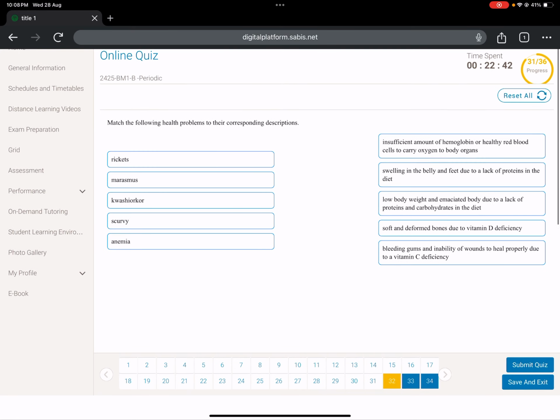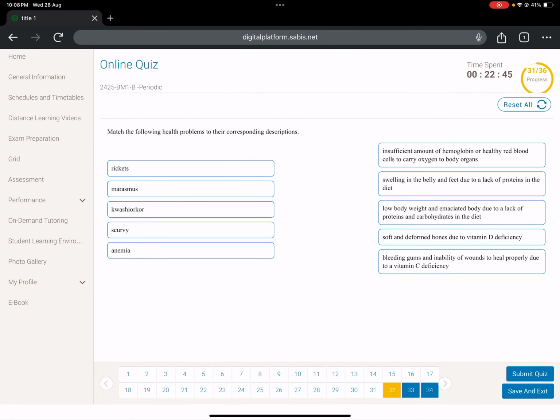Okay, we have to match the health problems to their description. So rickets was a deficiency of vitamin D. So what do we expect? We expect the bones to be soft. So soft and deformed bones due to vitamin D deficiency. Marasmus is a lack of everything. So we're going to check low body weight due to lack of proteins and carbohydrates in the diet.